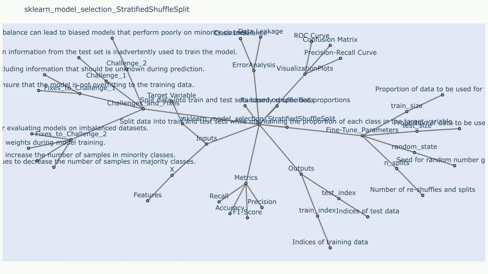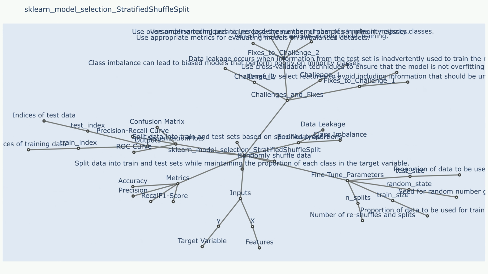Fine-tune parameters: test size: adjust the proportion of data allocated for testing to optimize the model's performance on unseen data. n_splits: experiment with different numbers of splits to ensure adequate coverage of the data and stability of the cross-validation results. Uncertainty methods: confidence intervals estimate the range of possible values for the performance metrics, providing a measure of uncertainty in the results.